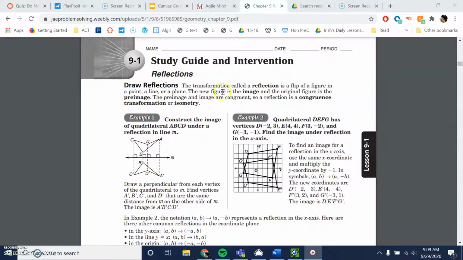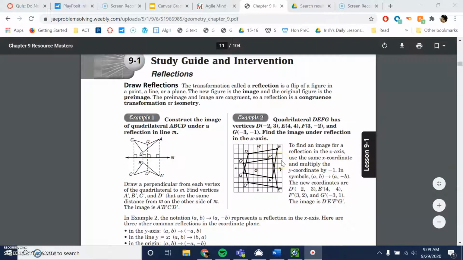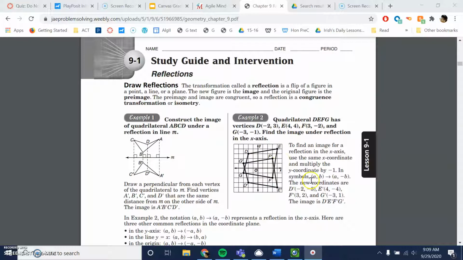Now we're going to do reflections on a coordinate plane. So if you have graph paper, this is great. If not, you can just approximate and that is going to be okay in the end. So example 2 is what we're going to do now.